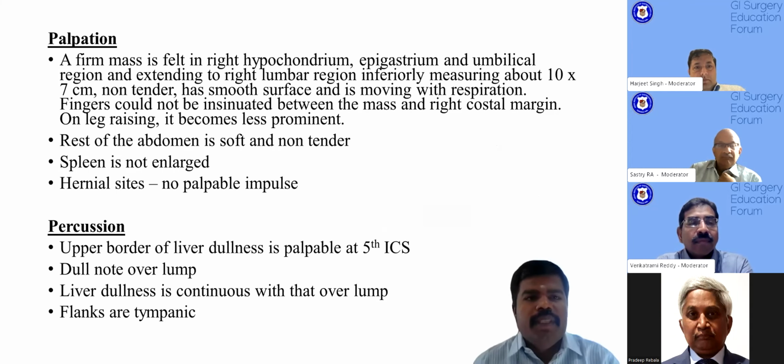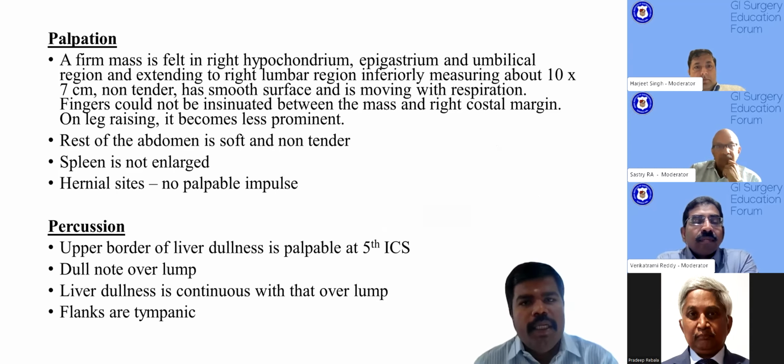On palpation, there is a firm mass felt in the right hypochondrium, epigastrium and umbilical region, and extending into the right lumbar region. Inferiorly, it measures about 10 cross 7 centimeters, and it is non-tender, has a smooth surface and moves with respiration. What do you mean about 10 into 7 centimeters? Did you measure it with a scale or with an inch tape?